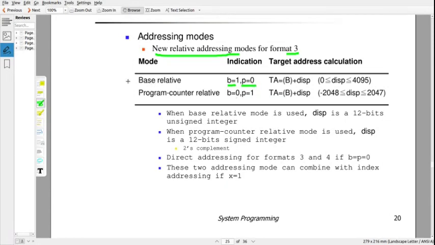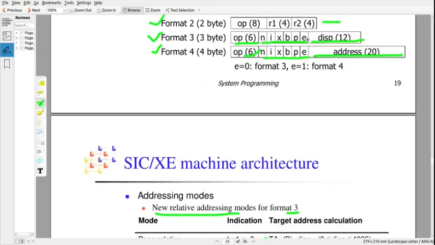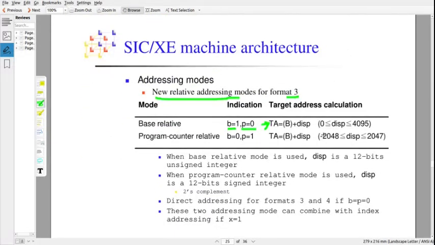Suppose the instruction is in base relative mode, then how can you compute the target address? The target address or effective address is equal to the content of the base register plus the displacement. The displacement in format 3 is of size 12 bits, so you can have a displacement of 0 to 4095, because 2 raised to 12 is 4096.